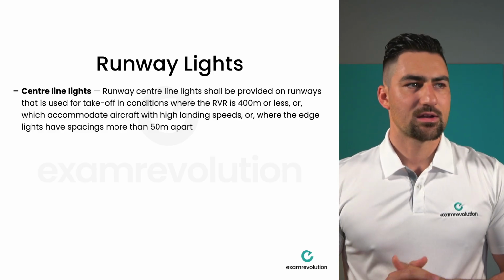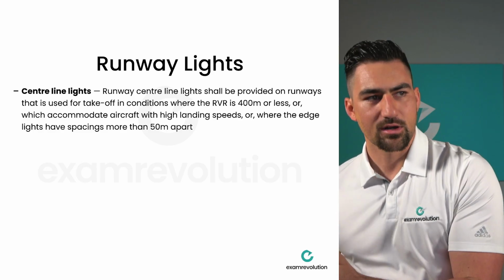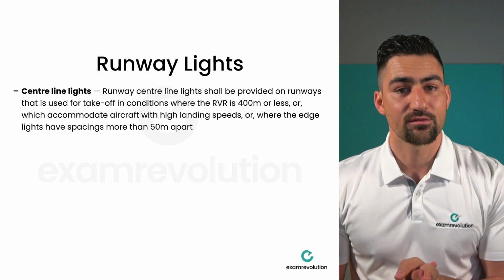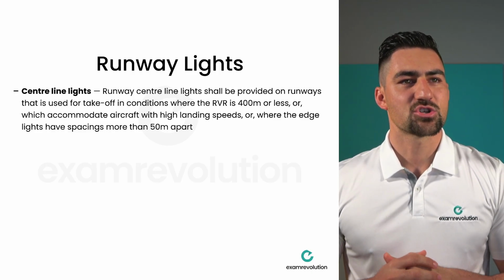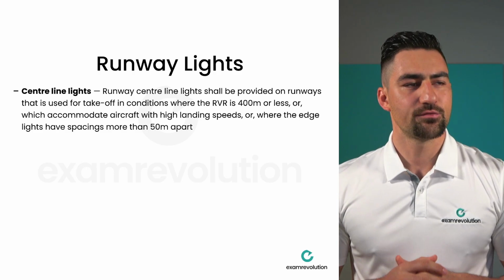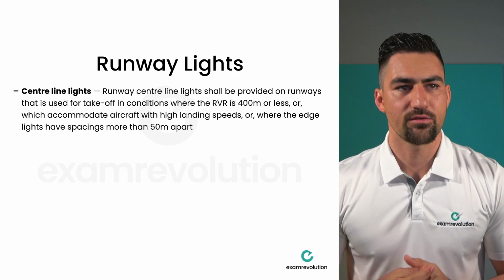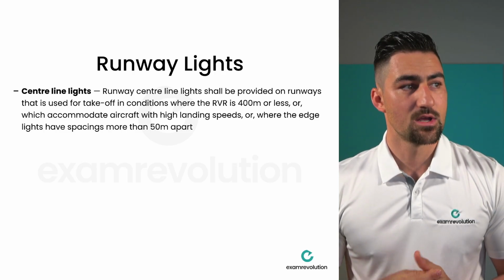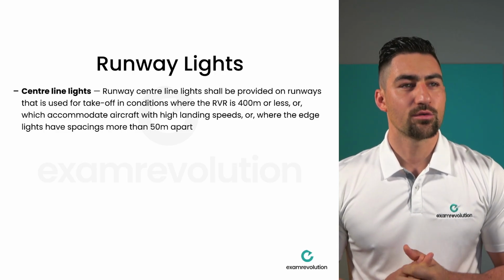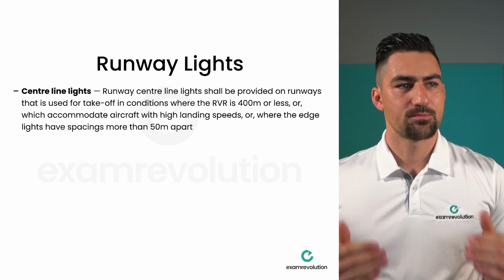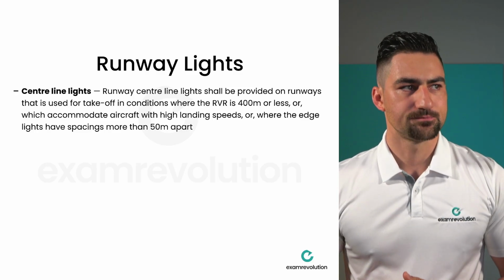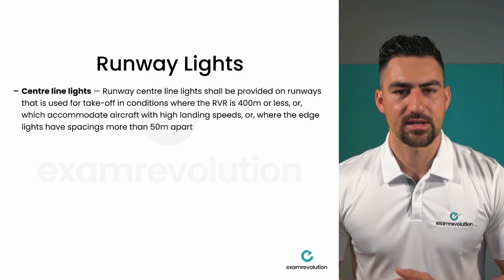Let's now look at centerline lights, because when we land, we don't want to veer off the runway, right? We want to make sure we know where the centerline of the runway is. So centerline lights. Runway centerline lights shall be provided on runways that is used for takeoff in conditions where the RVR is 400 meters or less, or which accommodate aircraft with high landing speeds, or where the edge lights have spacings more than 50 meters apart. That's when you would need runway centerline lights.